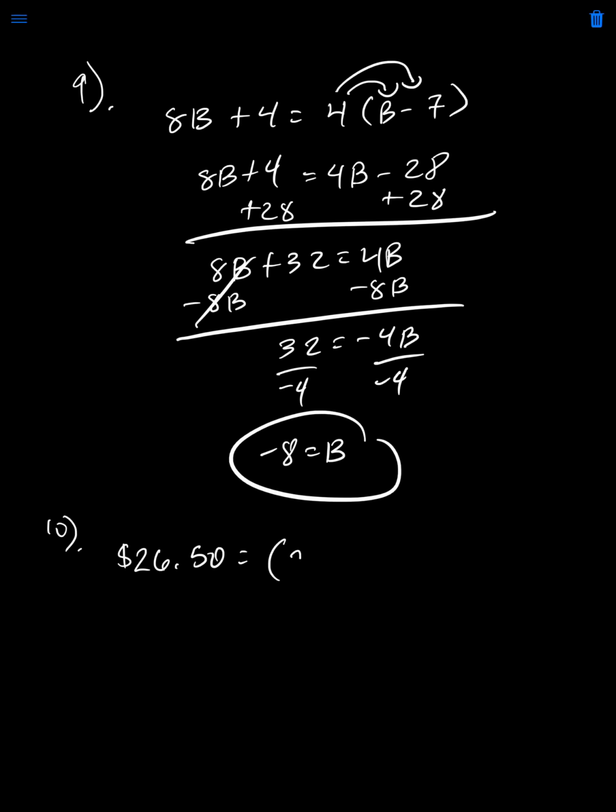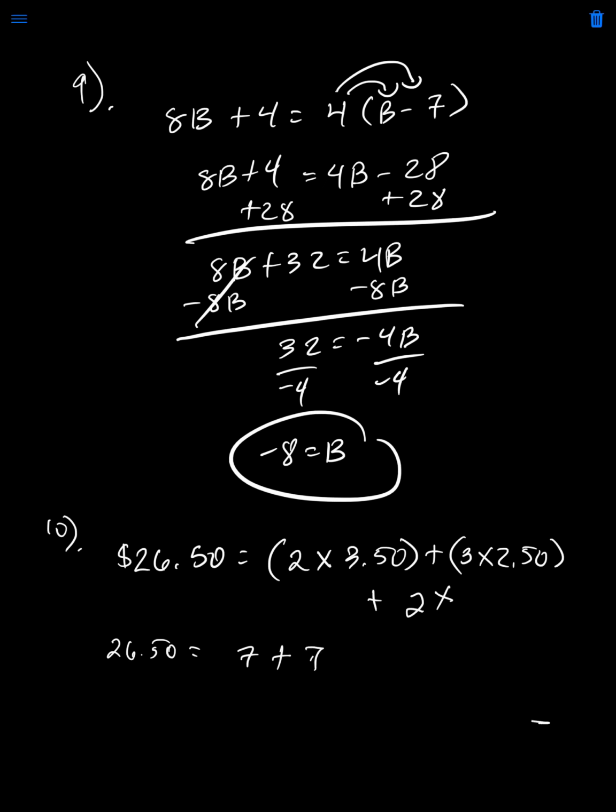Nicely done. All right, so on number 10, it says a family of 4 goes to the movie theaters and they spend $26.50. And they bought 2 tickets for $3.50 each. Then they also bought 3 boxes of popcorn for $2.50 each. Plus 2 tickets for adults, and we don't know the price of that, so that's going to be an x. And we have to find out what that x is.